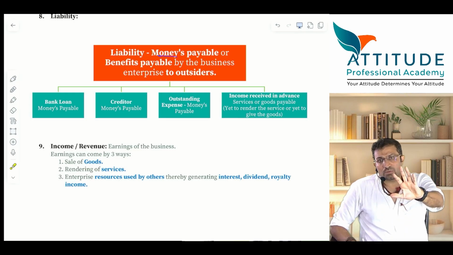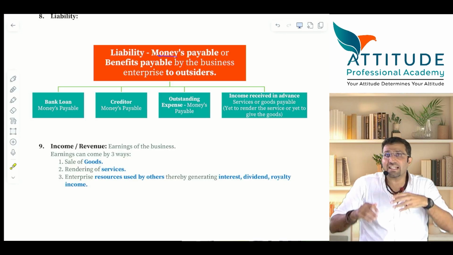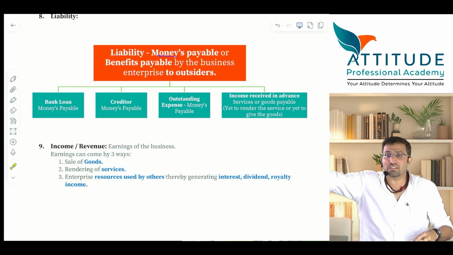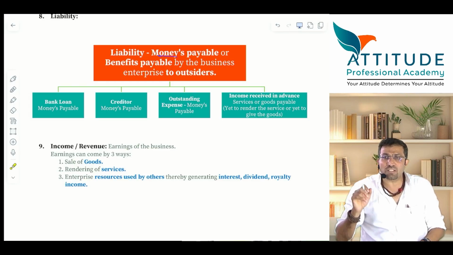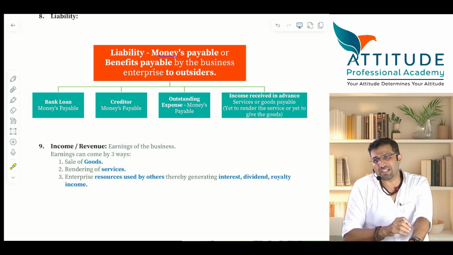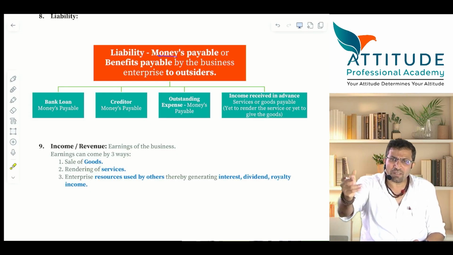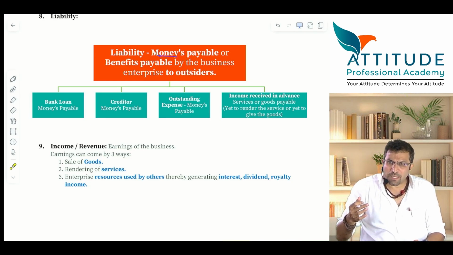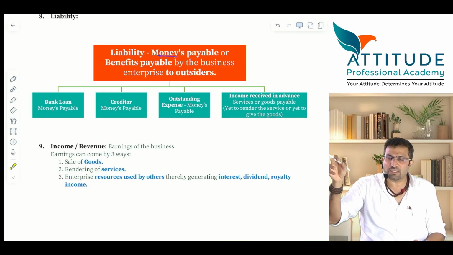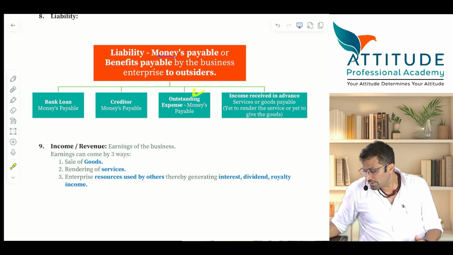Let us say I am an electrician. I come to your office and repair, let us say, a short circuit, and my charges are 1,000. And you are saying, Mr. Vinayak, you are an electrician, I'll pay you the money after a week. I'll say, okay, fair enough. Now tell me, did you get the benefit? What benefit did you get? Service. Now tell me, have you paid the money or is money payable? So this is an expense for you, but it is also an outstanding expense. Because you have not paid.